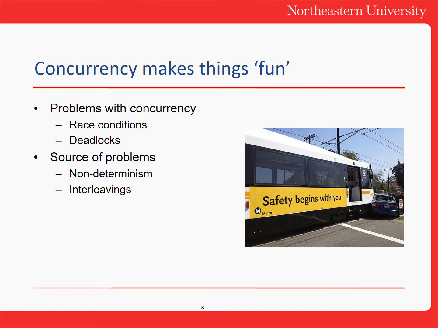So when we introduce concurrency into a system, things become, as this slide says, fun. Concurrency introduces different sets of problems than we get in sequential programs. We have to deal with things called race conditions and things called deadlocks. These are caused by non-determinism of the order in which things execute and the different interleavings of execution orders that can occur when we have multiple threads or multiple processes in our system. So let's look at these.